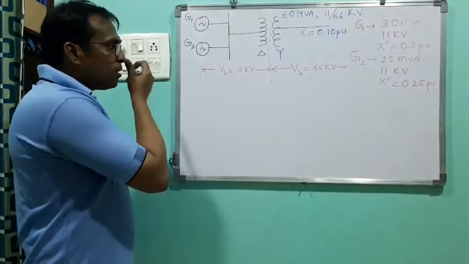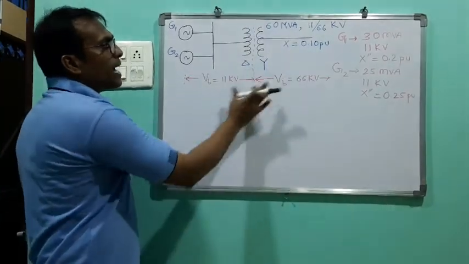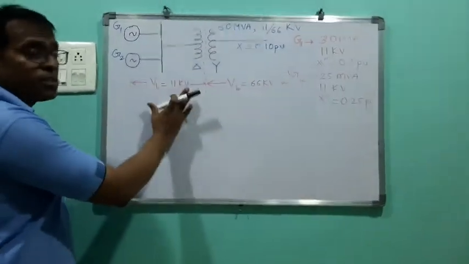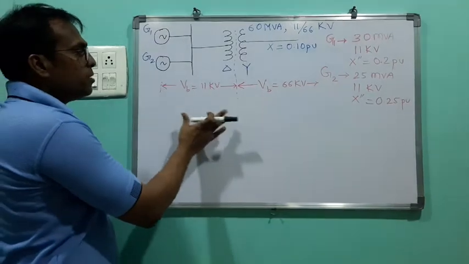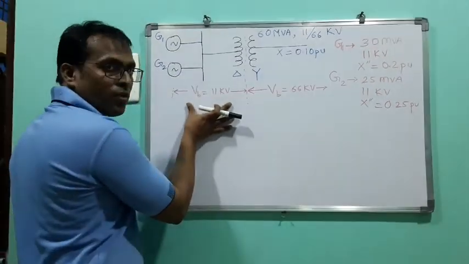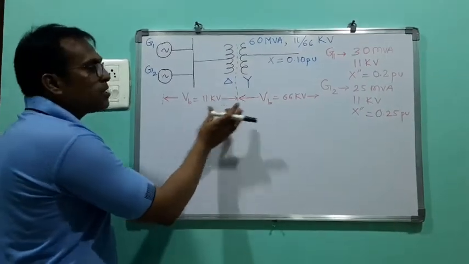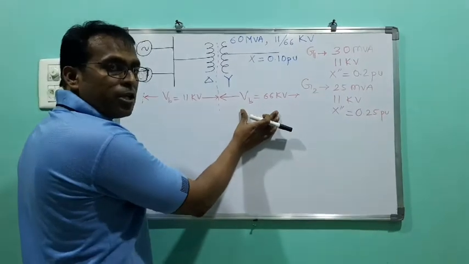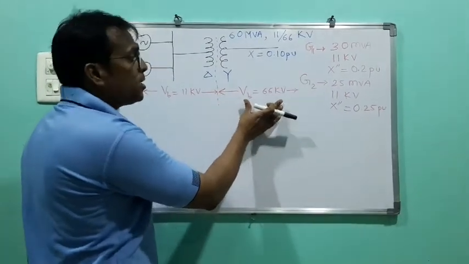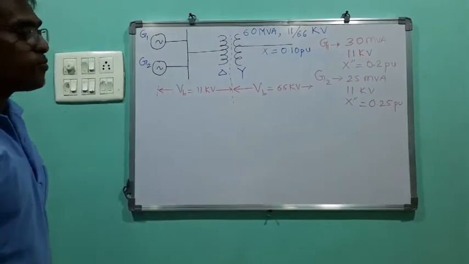Sections means how to start the numerical. You have to divide this particular single line diagram of the power system into sections. So I am dividing this power system into sections. This is section 1, for which I am considering VB as 11 kV. This is section 2, where I am considering VB, that is the base voltage, as 66 kV. So these are our base voltages.